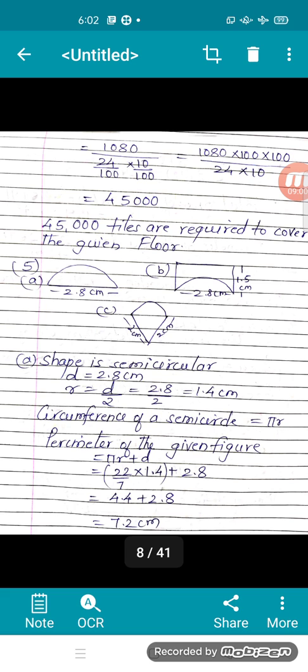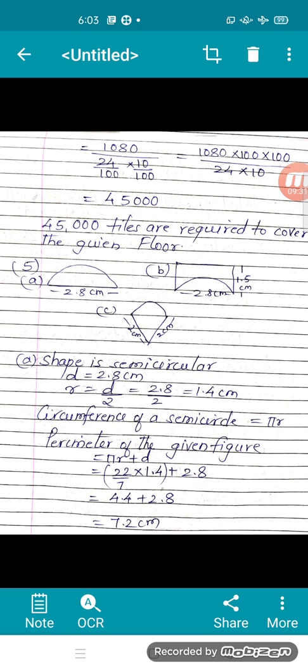Now we go to question number 5. Please see the figures. 3 figures are given, A, B and C. Let us read the question first. An ant is moving around a few food pieces of different shapes scattered on the floor. For which food piece would the ant have to take a longer round? Remember, circumference of a circle can be obtained by using the expression C is equal to 2 pi r, where r is the radius. Here the shape is semicircular.